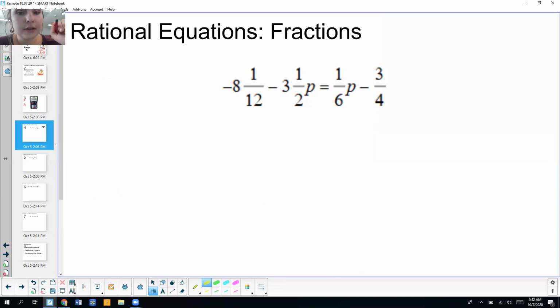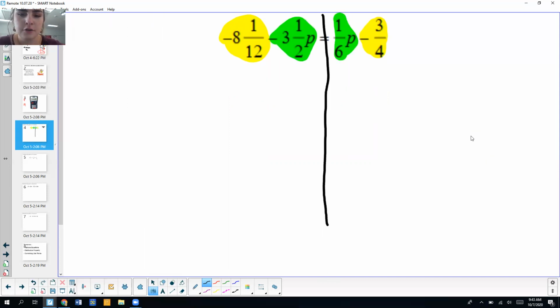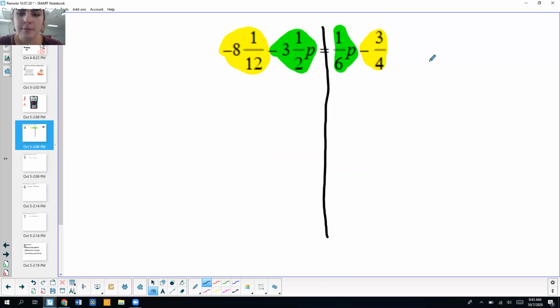Still, and I think now more than ever, it's super important to highlight. I'm going to pick one color and highlight constants. I don't see a variable term attached, so that's a constant. Then -3/4 is also a constant. Over here, this looks like a variable term because it's got that P attached to it. So I've got my constants and my variables identified. Now everything's simplified on both sides.